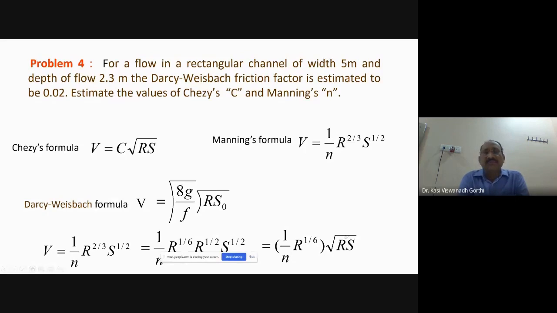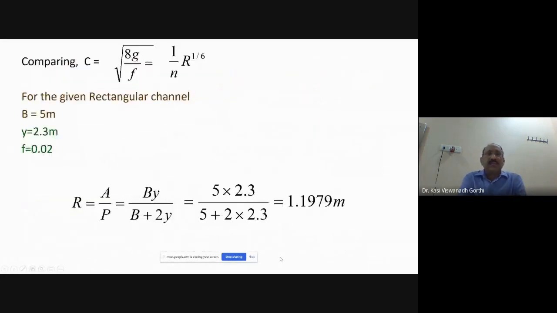So if we just compare this with this, the value of C would be equal to 1 by N R to the power 1/6. Comparing, the value of C would be equal to square root of 8G by F, also equal to 1 by N R to the power 1/6.